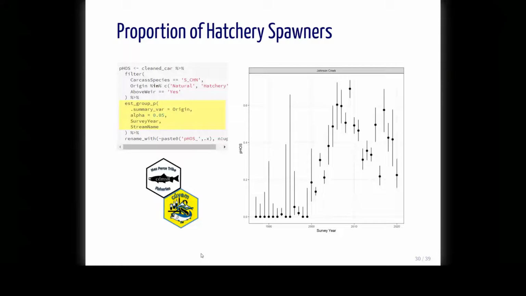We can then use that carcass data to develop our PHOS estimates, with a little bit of sorting and filtering to get the fish that I want. And then the highlighted chunk is a CM function that is creating a proportional estimate of hatchery. And I'm getting the confidence intervals that come out, that typically have not been available.